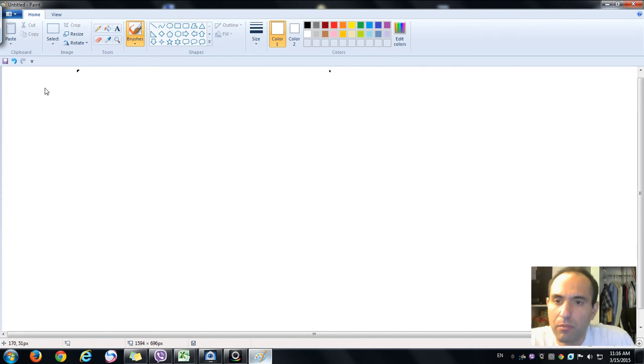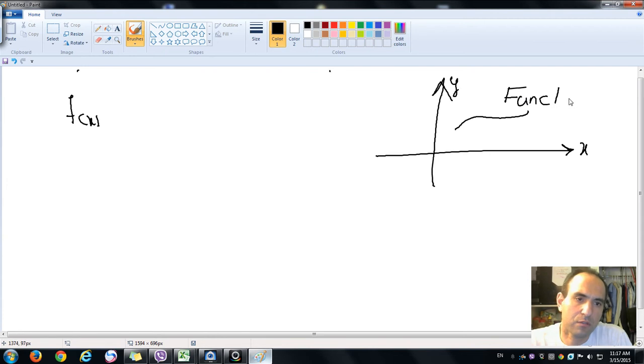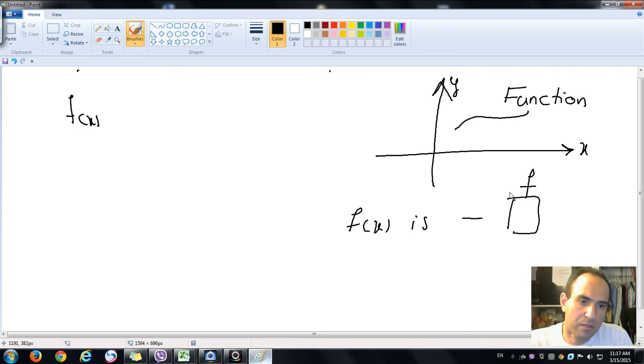My point was a function. First of all, we have some range that exchange that gives us y, and this is a function, and f of x is an operator that the x from this range goes in and f of x comes out.